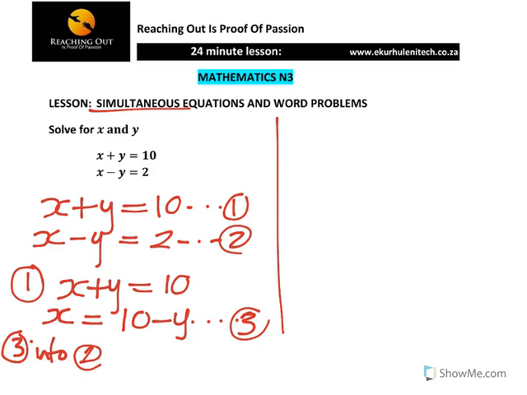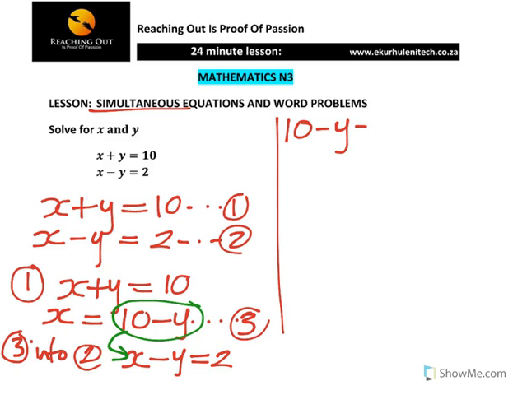Now you are going to substitute equation 3 into equation 2. What are you going to have? Remember, equation 2 is x minus y is equal to 2. Now wherever there is x, you are going to put the value of x as 10 minus y. You are going to substitute it there. So what you're going to have now is 10 minus y minus y is equal to 2. Again, this is the same as 10 minus 2y is equal to 2.